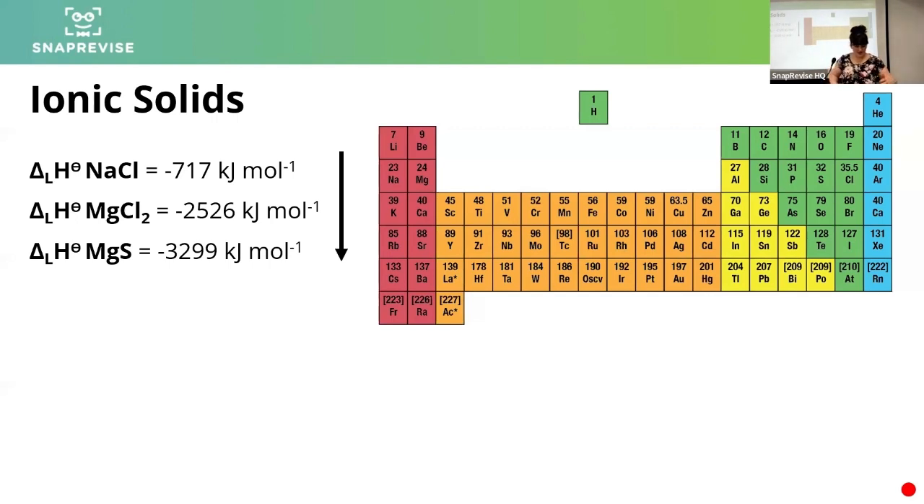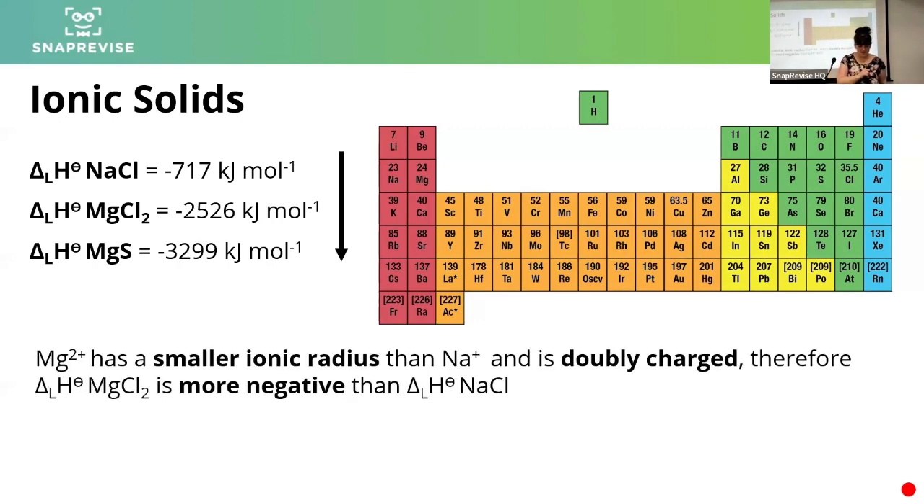Okay, so let's compare sodium chloride to magnesium chloride, for example. Magnesium 2+ has a smaller ionic radius than sodium 1+, because it's doubly charged. That means the electrons are held in closer together. And also magnesium is doubly charged. So it's smaller and doubly charged. Therefore, the enthalpy change of formation value is going to be more negative for magnesium chloride than it is for sodium chloride. And we can see that in our values there.